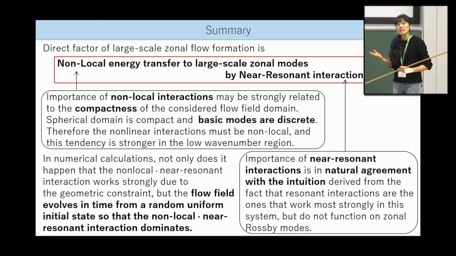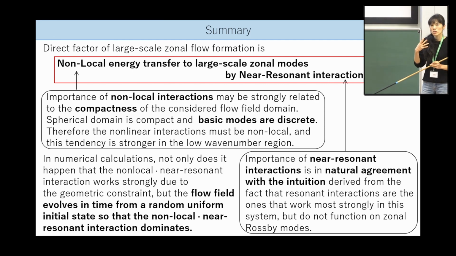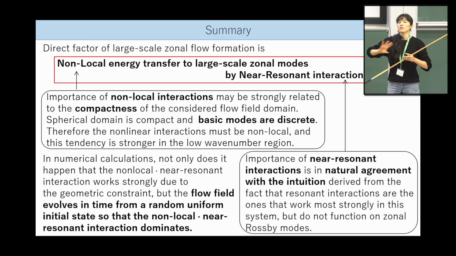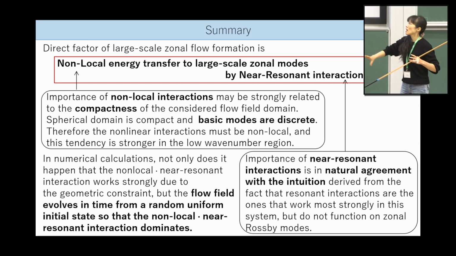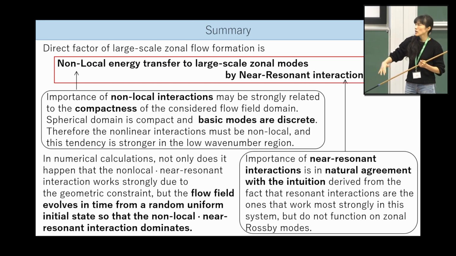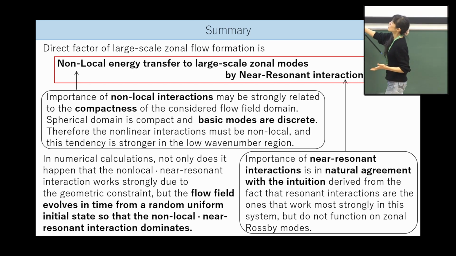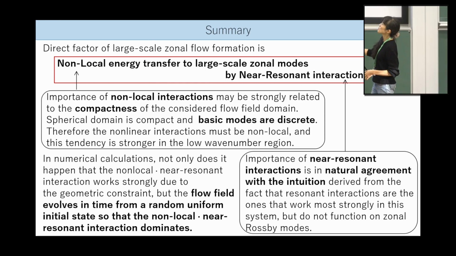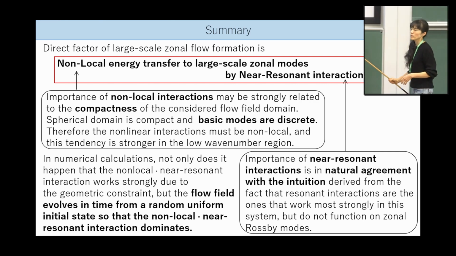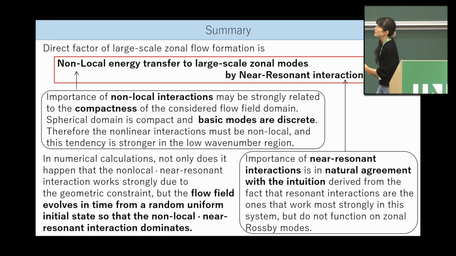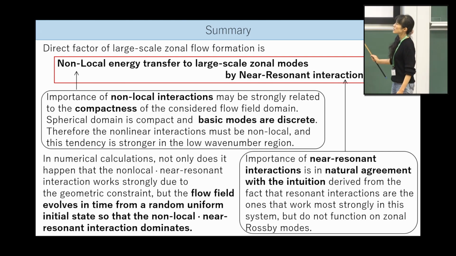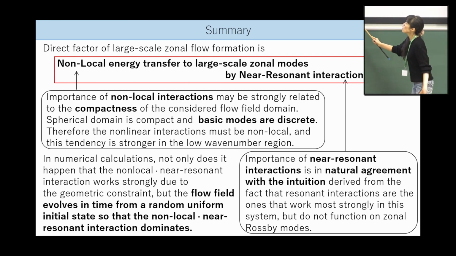When we consider the beta plane approximation, it is sometimes considered that the beta plane is an infinite domain, and in that case, the flow field is not compact. But in this talk, we consider a spherical domain. This is, of course, a compact domain, so the basic modes are discrete. We don't have continuous modes. So the nonlinear interactions must be non-local, and this tendency is stronger in the low wave number region.